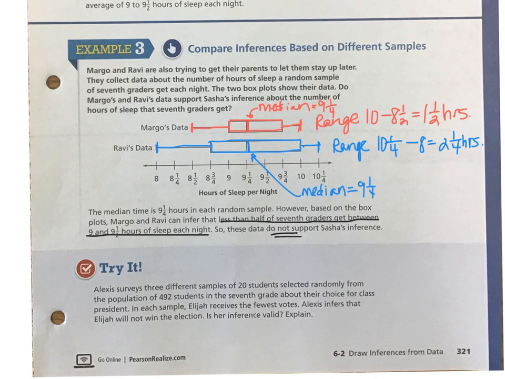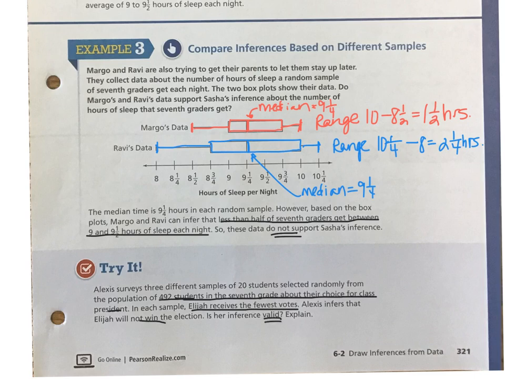Now look at the try it. Alexis surveys 3 different samples of 20 students selected randomly from the population of 492 students in the 7th grade about their choice for class president. In each sample, Elijah receives the fewest votes. Alexis infers that Elijah will not win the election. Is her inference valid?